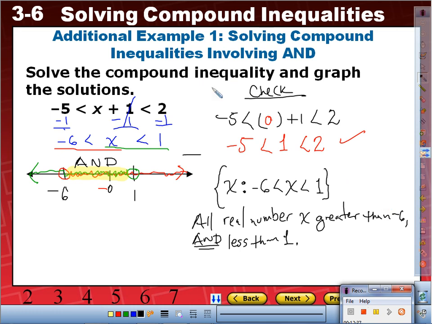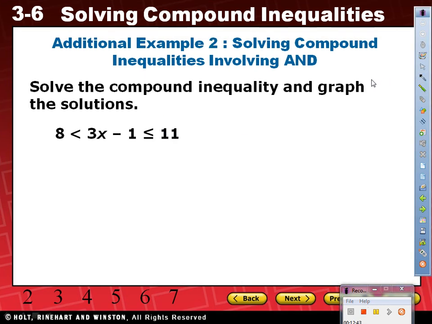All right, so far so good. Let's copy this next example, please, and let's do it together. Here it goes. Example 2, copy that. 8 less than 3x minus 1 less than or equal to 11. Once again, 8 less than 3x minus 1 less than or equal to 11. Okay, let's do this one together.